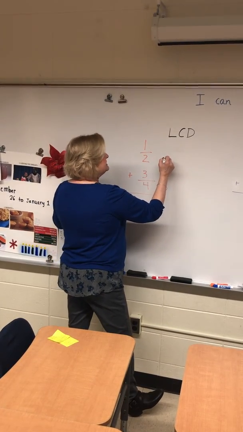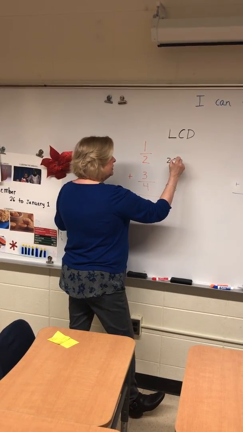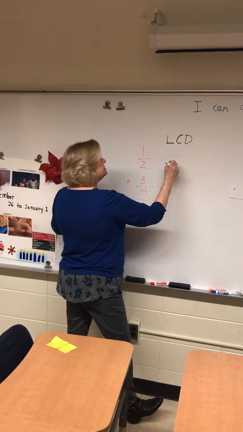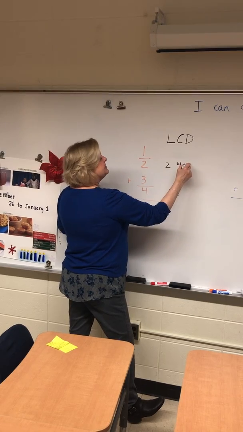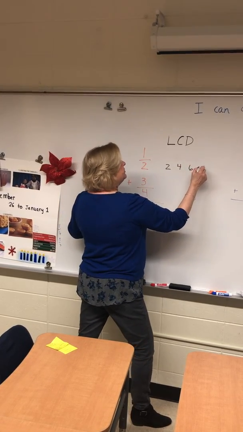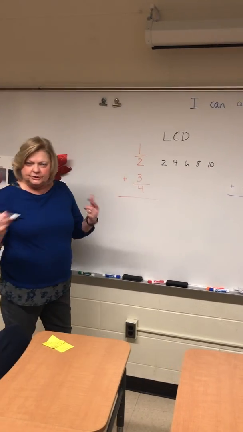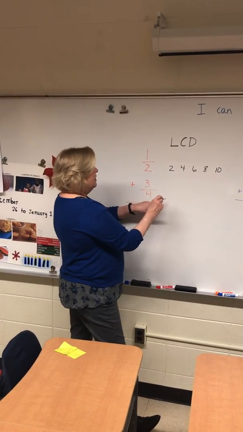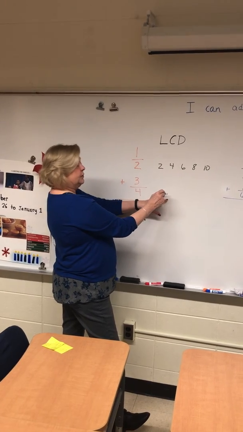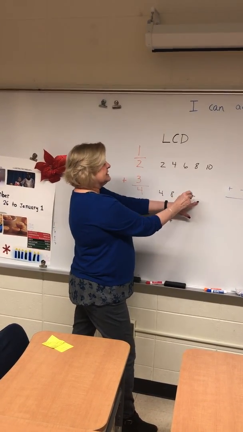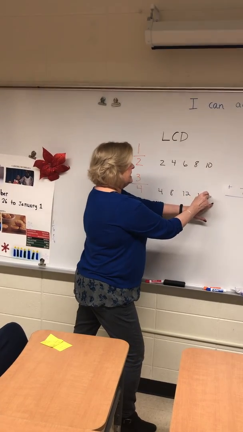So 2 times 1 is 2, 2 times 2 is 4, 2 times 3 is 6, 2 times 4 is 8. I usually go up to 5. 2 times 5 is 10. So those are my multiples there. 4: 4 times 1 is 4, 4 times 2 is 8, 4 times 3 is 12, 4 times 4 is 16, 4 times 5 is 20.